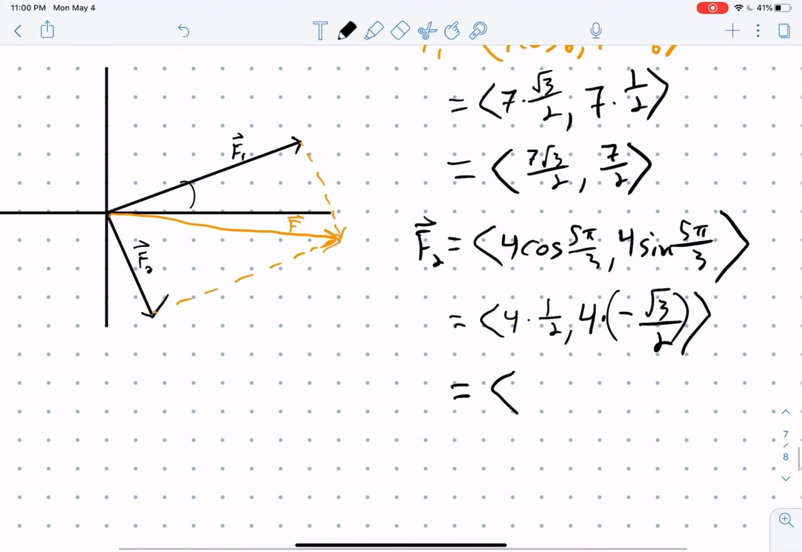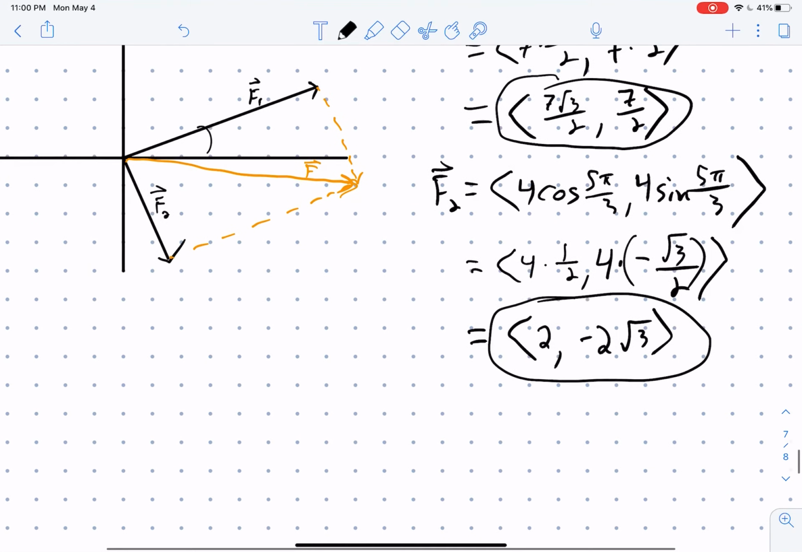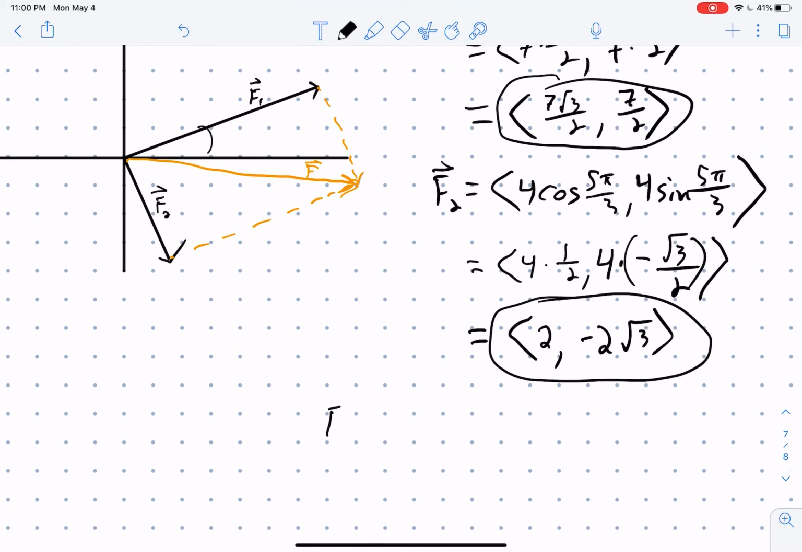4 times a half is, of course, just 2. And 4 times negative radical 3 over 2, we can cancel the 4 with the 2, and it gets us negative 2 radical 3. Okay. So here we have our first vector and our second vector in component form. Let's go ahead and calculate the sum.